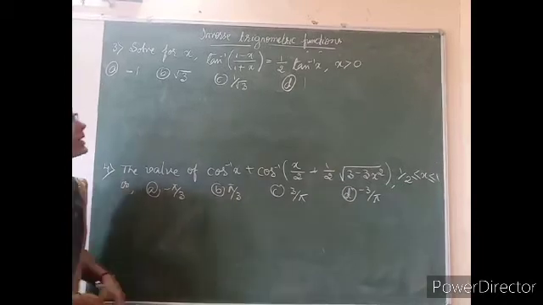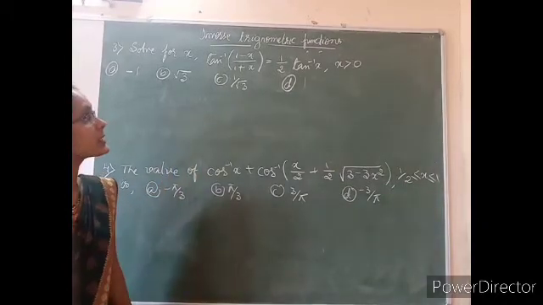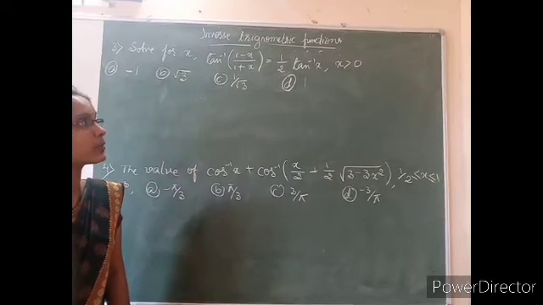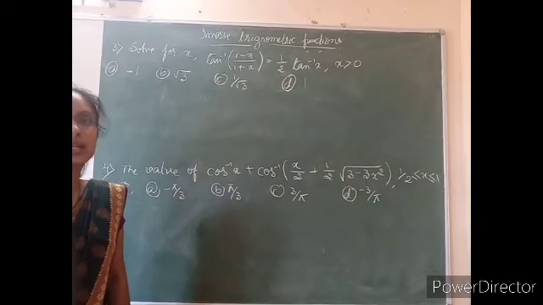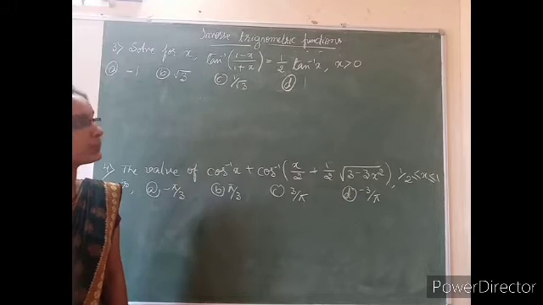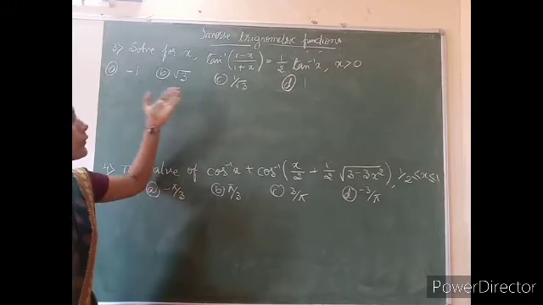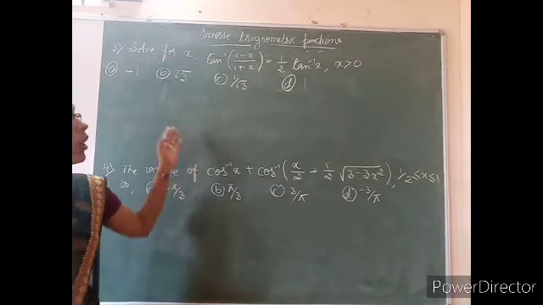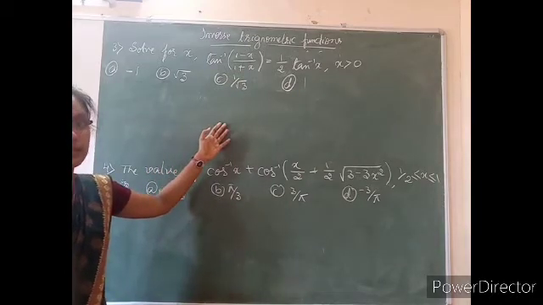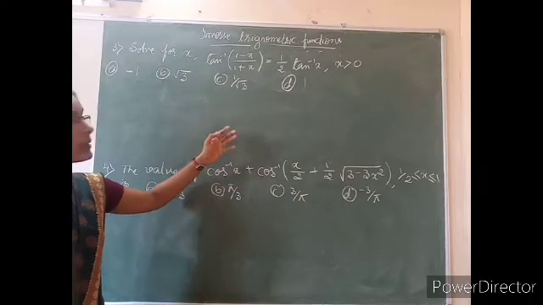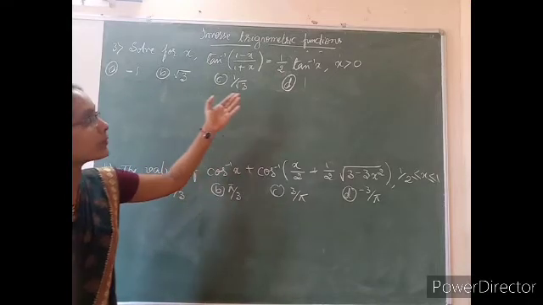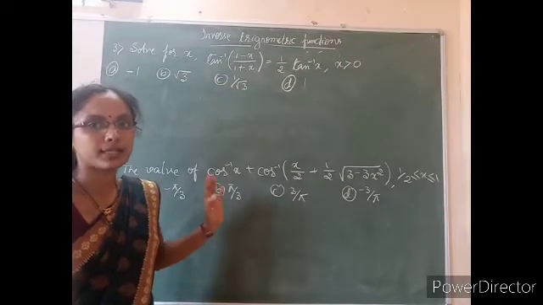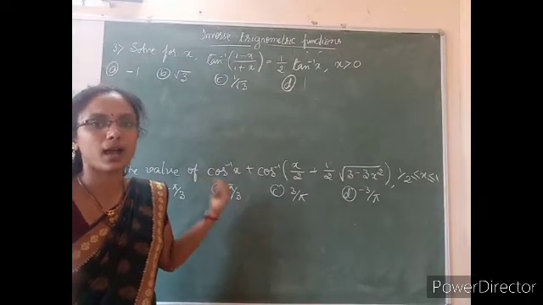Solve for x: tan inverse of (1 minus x divided by 1 plus x) equal to 1 by 2 into tan inverse of x. X is strictly greater than 0 here. And these are the 4 options. We solve this one easily by option elimination method. Option elimination method means, substitute one of these answers in the given expression. If that satisfies, that will be the answer here.